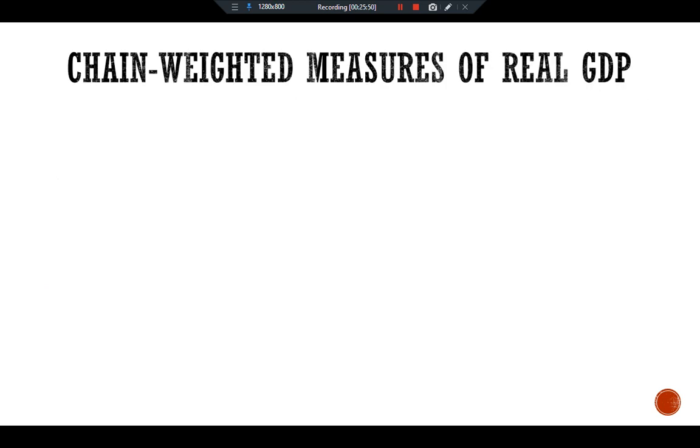Now, the chain-weighted method. Previously we discussed the base year method of real GDP. Here we have the chain-weighted measure of real GDP. We have been discussing real GDP as if the prices used to compute this measure never change from their base year values. If this were truly the case, over time the prices would become more and more dated. For instance, the prices of computers have fallen substantially in recent years, while the prices of a year at college have risen.